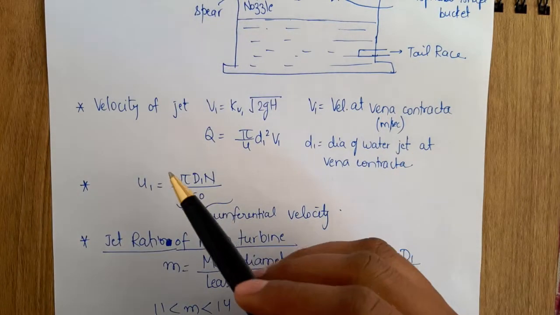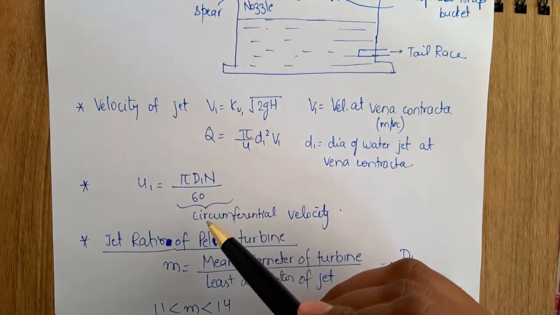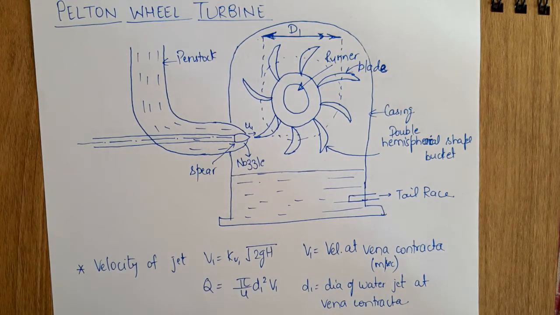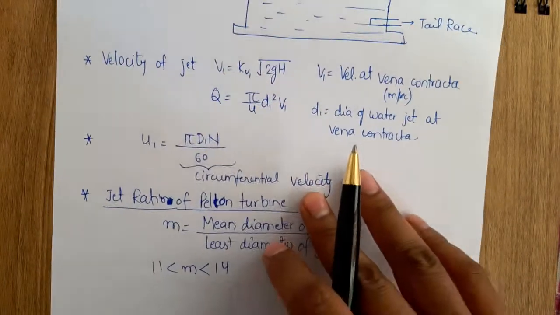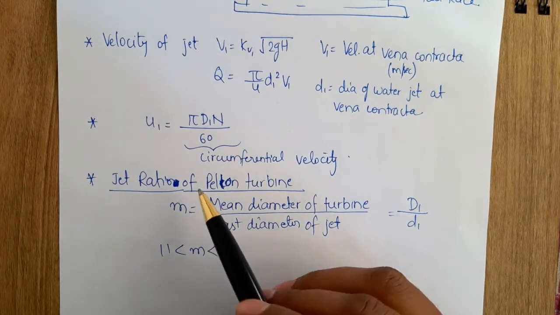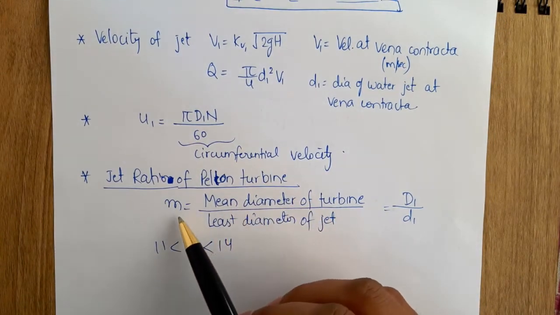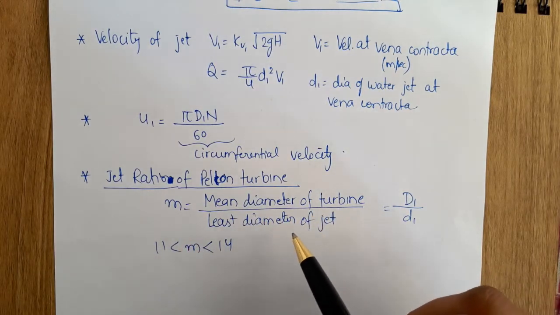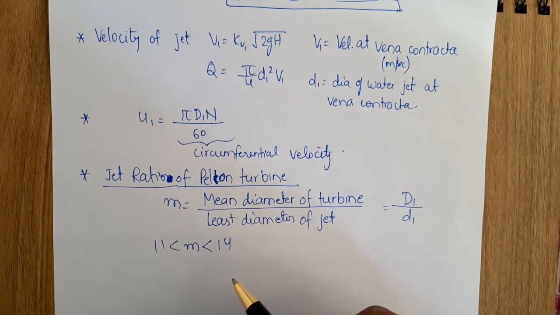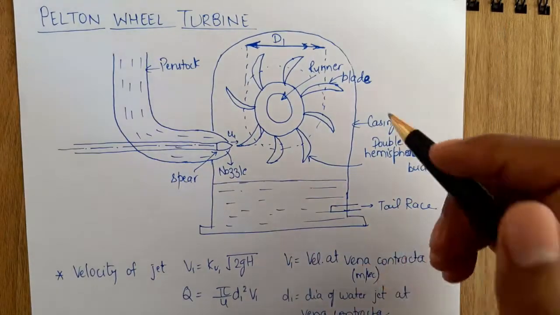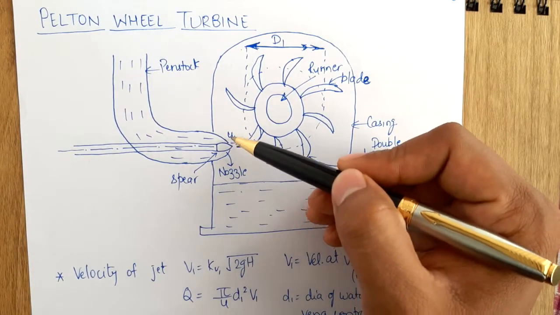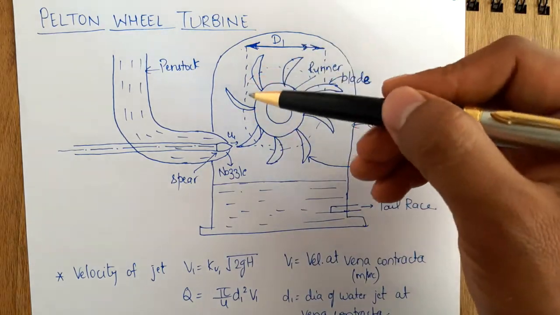Now U1 is pi D1 N upon 60. This is the velocity at which the Pelton wheel turbine arrangement will rotate. This is also called circumferential velocity, and there is a term, jet ratio of Pelton turbine, that is m equal to mean diameter of the turbine upon least diameter of the jet, that is capital D1 upon small d1, and this m value lies from 11 to 14. So this is the turbine diameter, and this is the diameter of the jet.